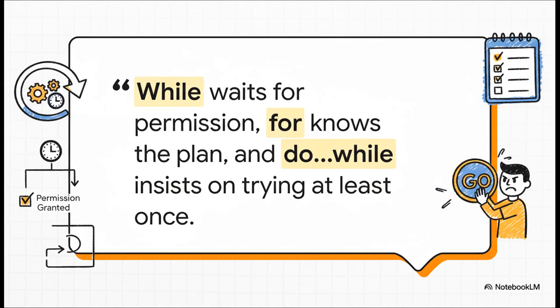I absolutely love this analogy because it just sticks in your head, right? While cautiously asks, hey, is it okay if I run? The for loop just confidently says, I'm running exactly 5 times. And do while just barrels in and says, I'm running now, and then I'll ask if I should do it again.